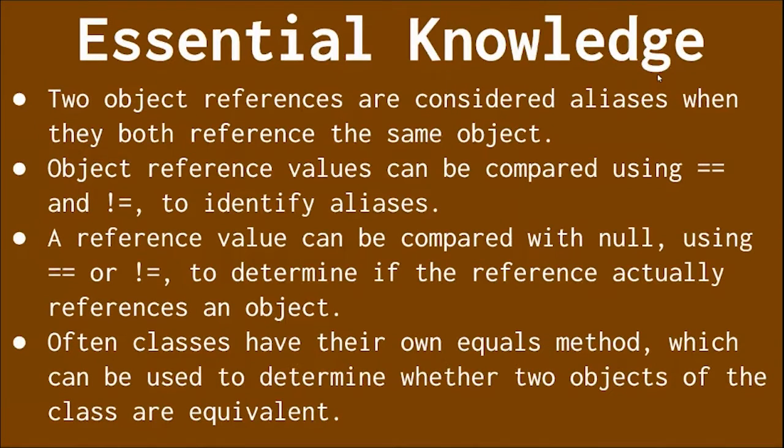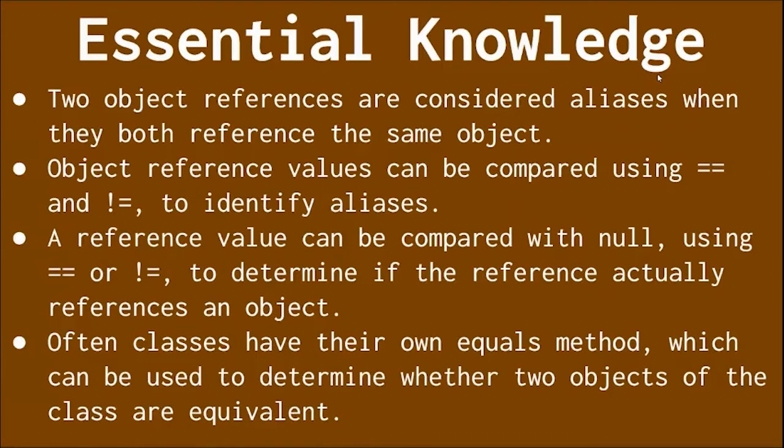But you're never going to see that word pointer. I don't even think they use that word anymore. Aliases are when they both reference the same object, which means the memory reference, the address for it in memory, is going to be the same for both of those objects. So it's basically pointing to the same part in memory.